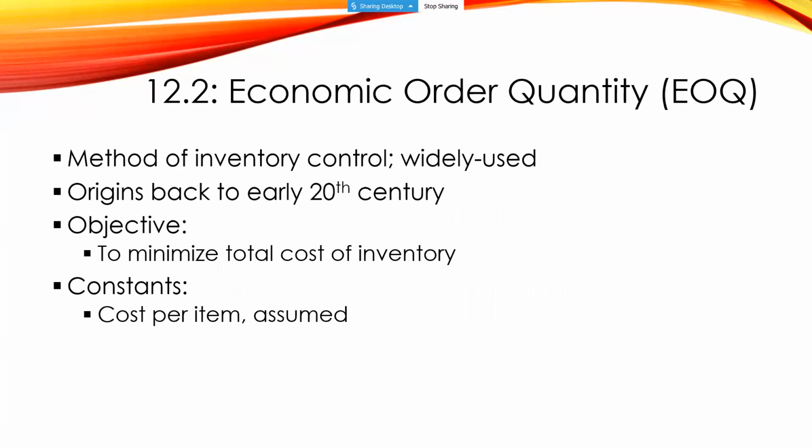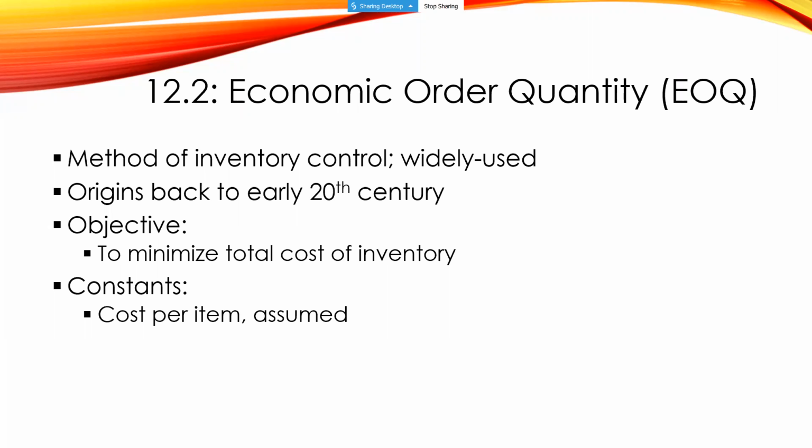So what is a little more scientific, so to speak, a little more nerdy, is the economic order quantity, or the determination of EOQ. Basically it tells us what our optimum order quantity is.